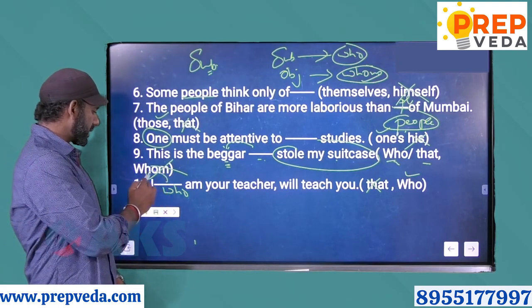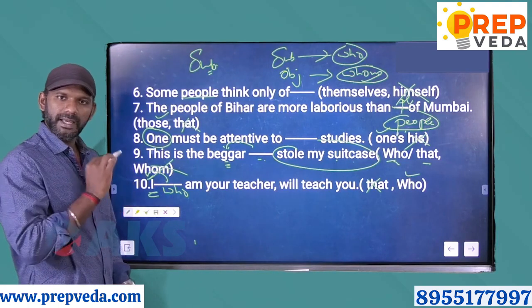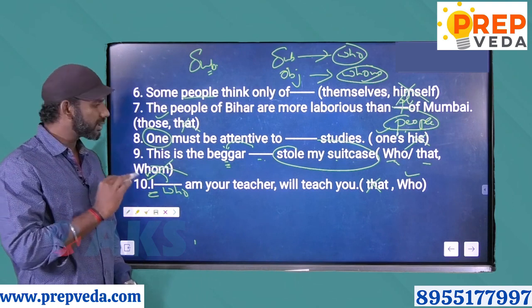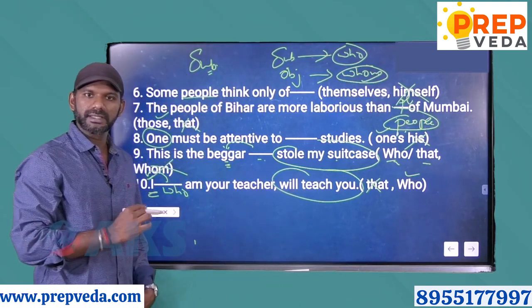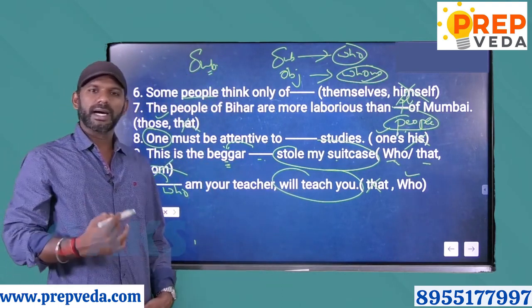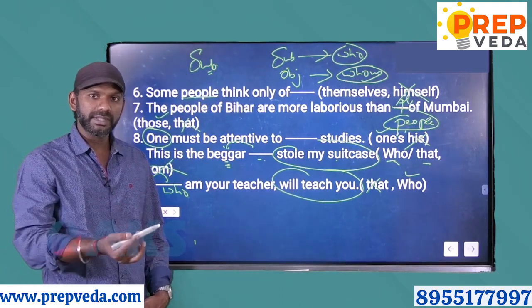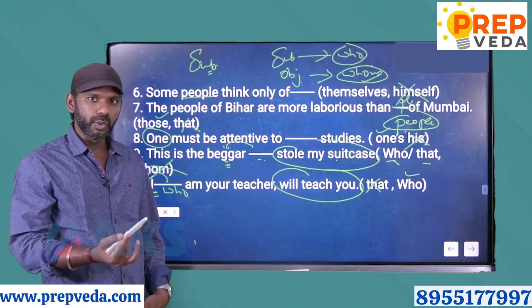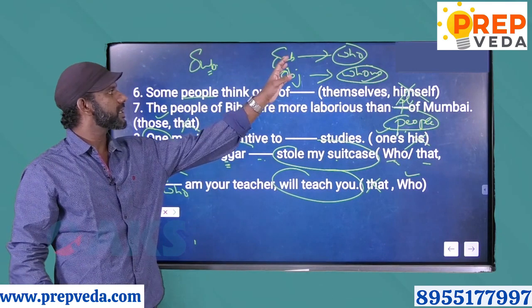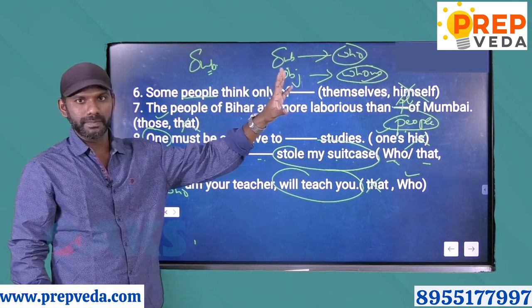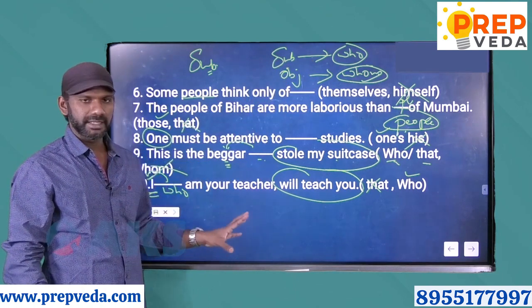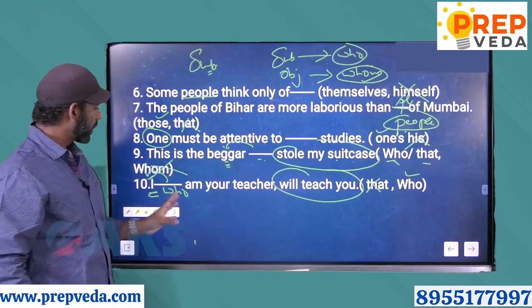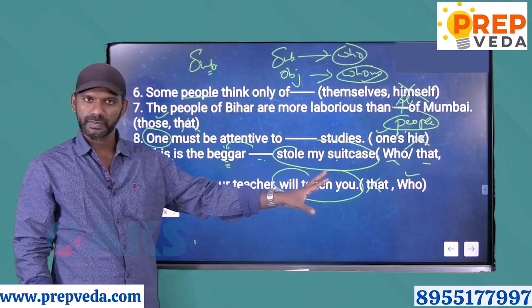Now, this blank refers to I. And according to the sentence, the action related to I is will teach you. So the meaning of this sentence is I will teach you. I will teach you means I am going to do the action. So I am going to be the doer. Doer means a subject. Subject means it must be who. It cannot be whom. So if there is an option like whom here, we can just eliminate whom in this sentence. So it must be who. I, who am your teacher, will teach you.